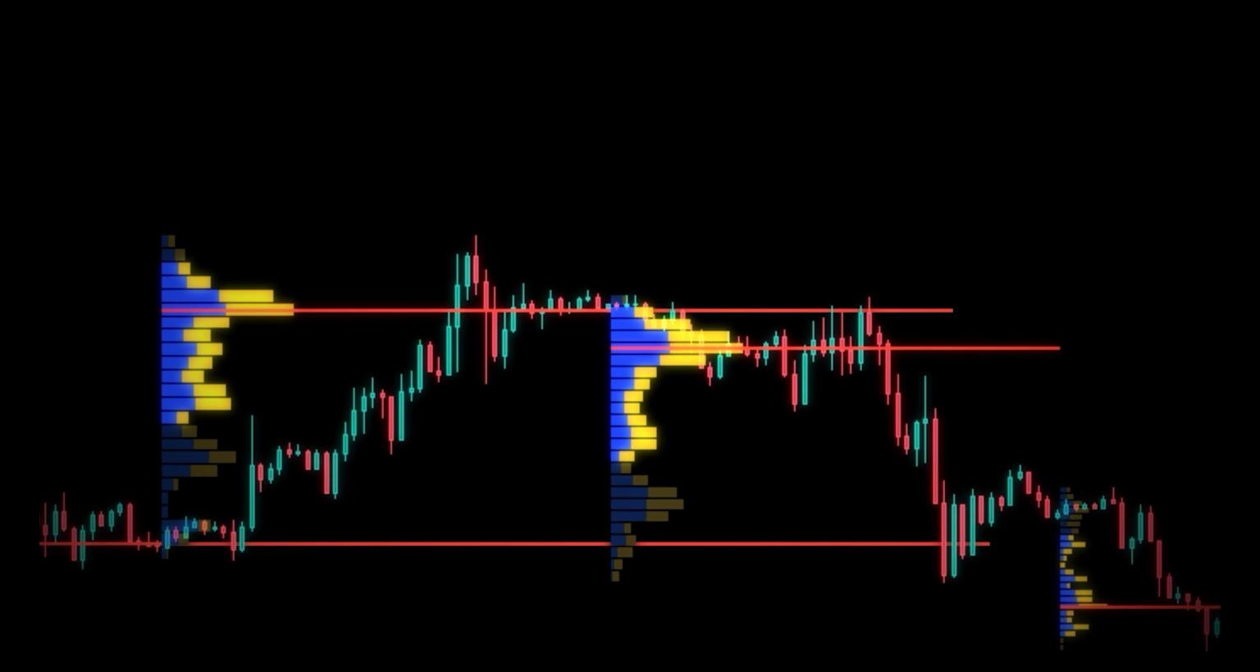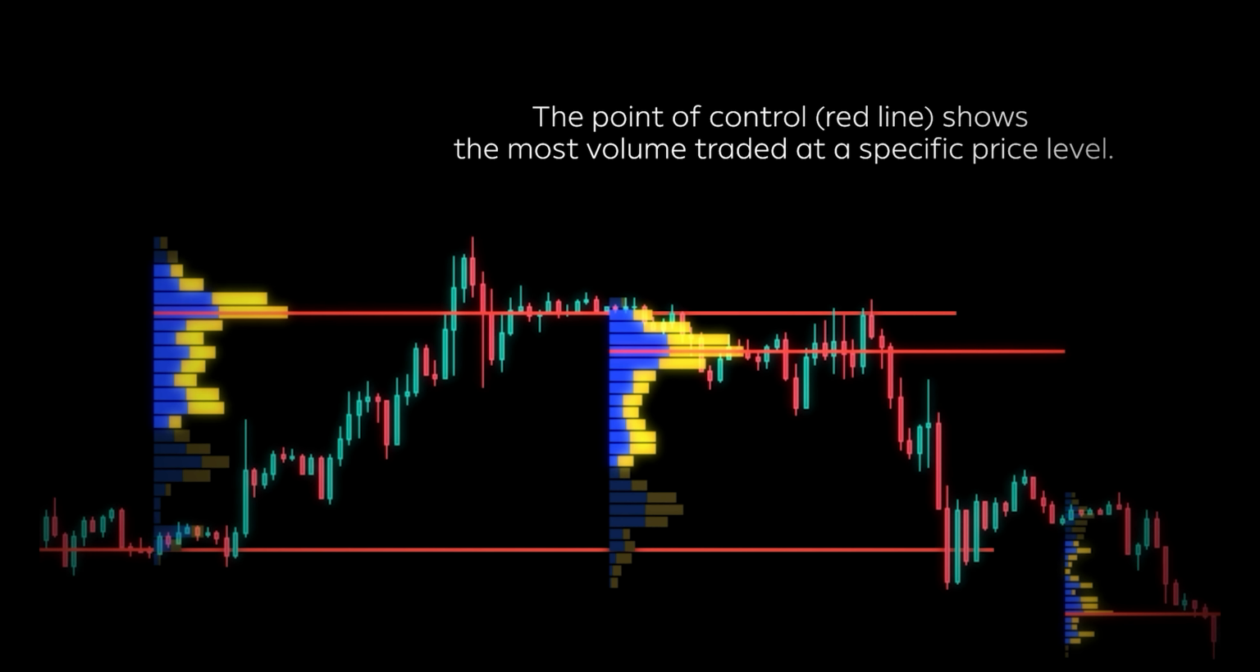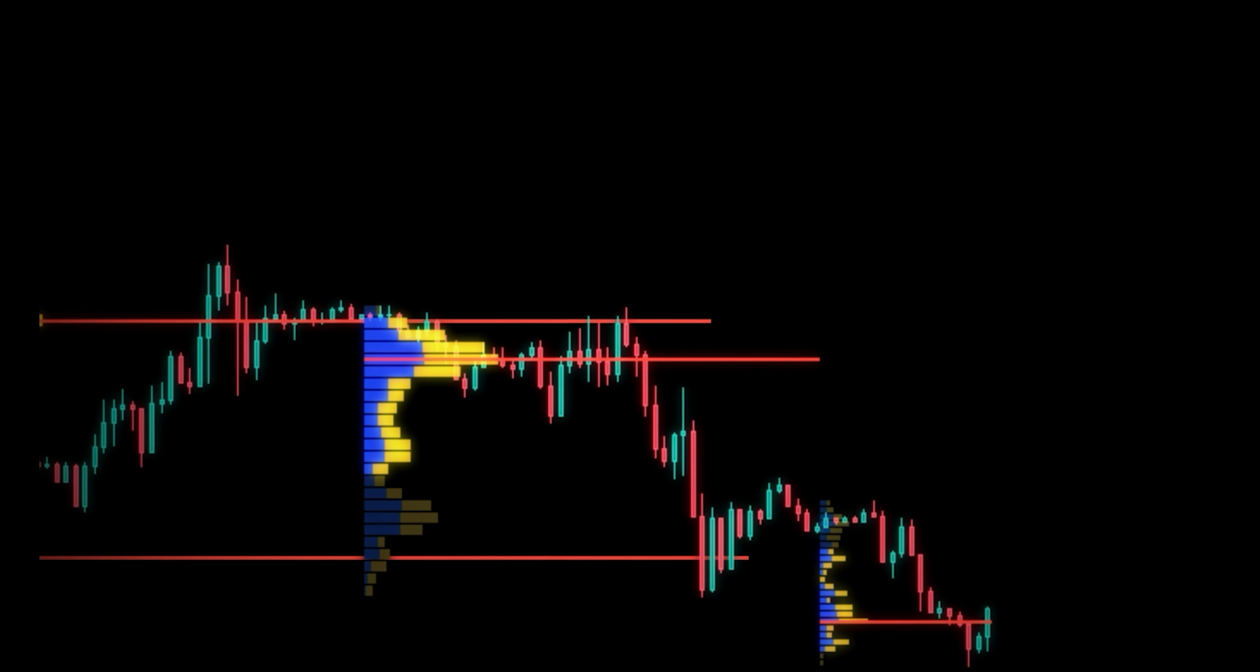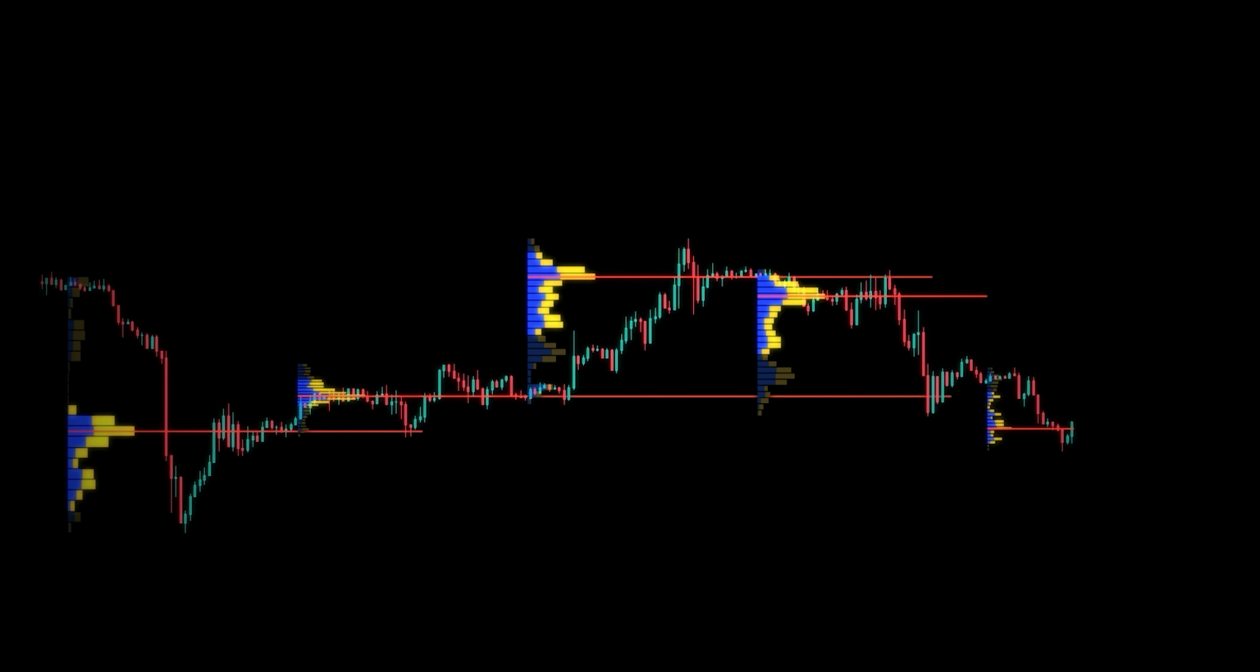Now, why is this important? High volume nodes at a level indicate that there was high interest in buying or selling at that area. So when price revisits this area, we can expect to see a reaction again, which presents us with an opportunity to enter and exit trades.